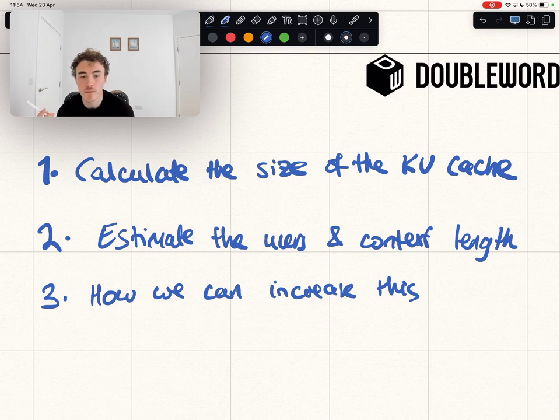And then finally, we looked at 3 ways that we can increase this. We looked at ways to increase the GPU VRAM via parallelism strategies. We looked at ways to decrease the size of the model weights like quantization, and then more experimental techniques of decreasing the number of gigabytes that each token takes up.